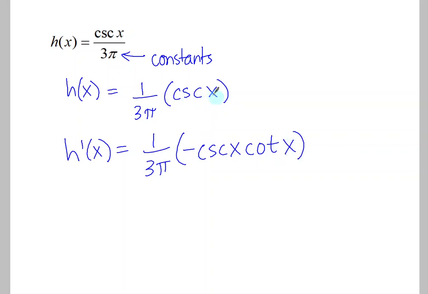Remember, the cosecant family has itself in it. The secant has secant, the cosecant has cosecant, and it's a cofunction, so it's negative. Some things I think about when I do the derivative. This is a perfectly fine answer as long as I'm using the parentheses, or I can get rid of the parentheses and say negative 1 over 3 pi cosecant x cotangent x by moving the negative in the front.